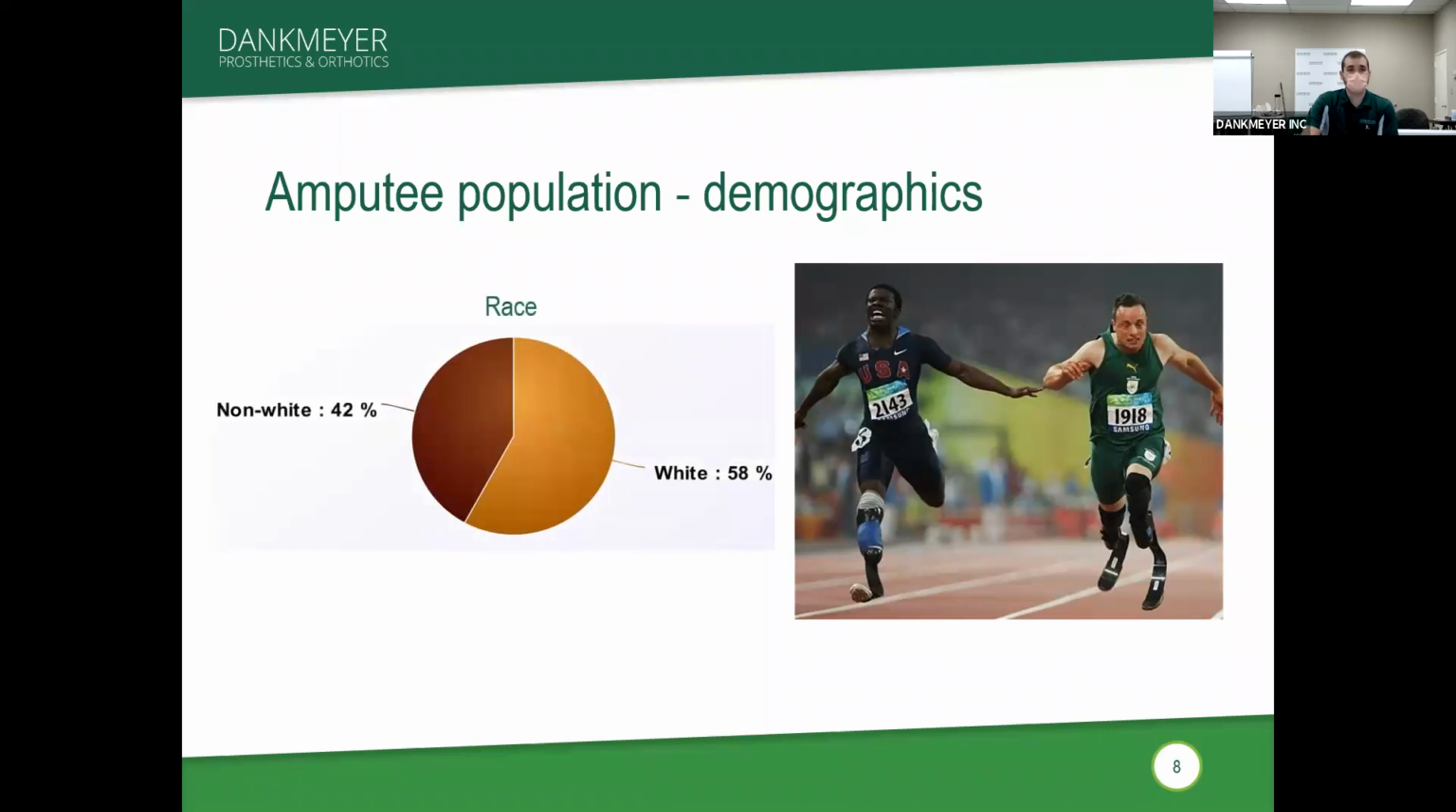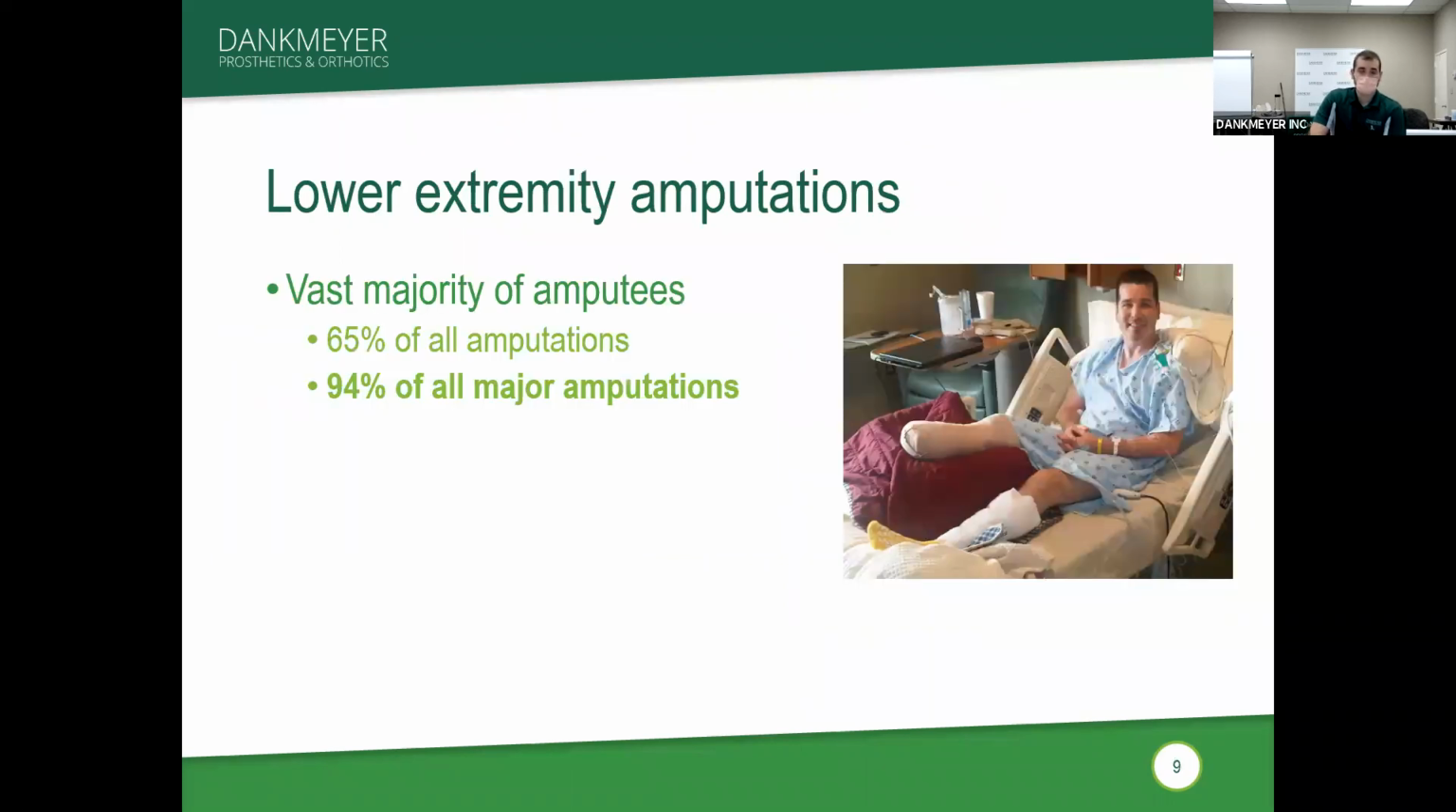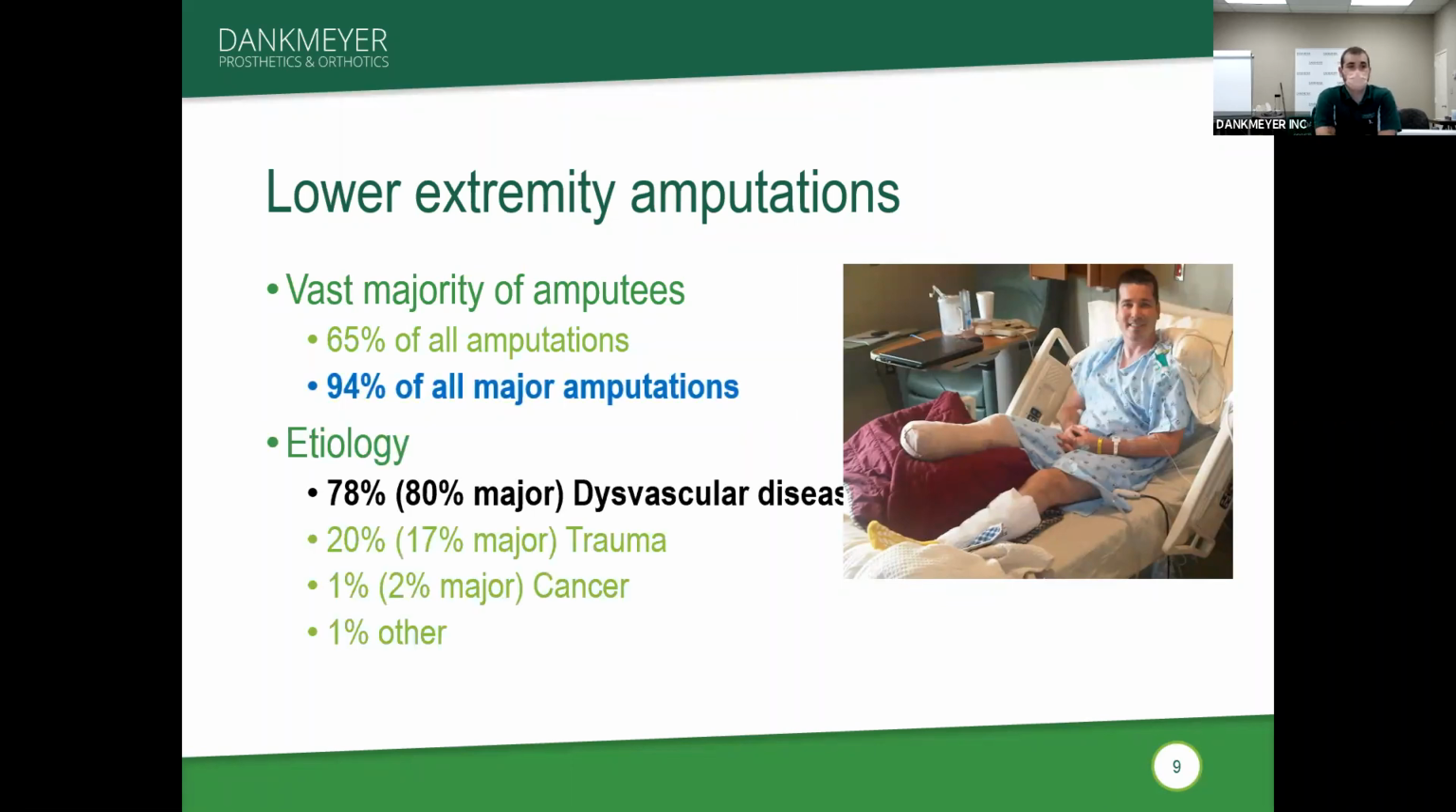When we look at race, 58% are white or Caucasian, and then non-white at 42%. When we look at lower extremity amputation specifically, it accounts for 65% of all amputations and 94% of all major amputations. And again, dysvascular disease causes 78% of those lower extremity amputations, which is quite high, and then 20% for trauma, and 1 to 2% for cancer.